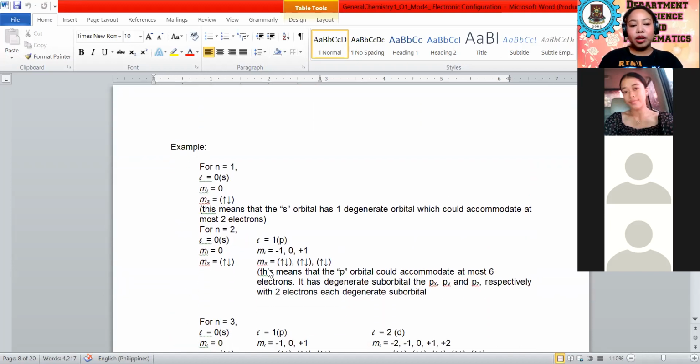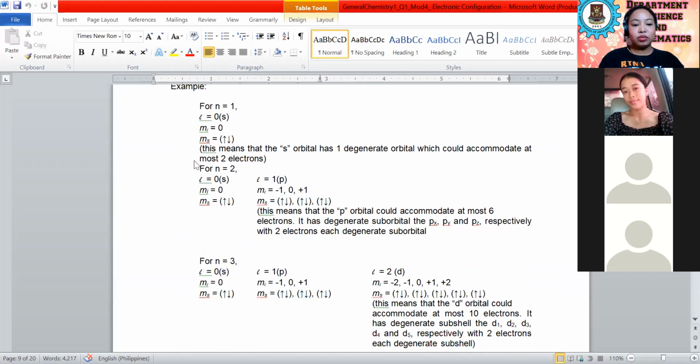For example, in here, n is equal to 1, we have L is equal to 0, ML is equal to 0, then we have 2 electrons, since it is a double deck bed. One spinning up, the other spinning down. We call it one pair of electrons. For n is equal to 2, we have L is equal to 0, ML is equal to 0, then we have one pair.